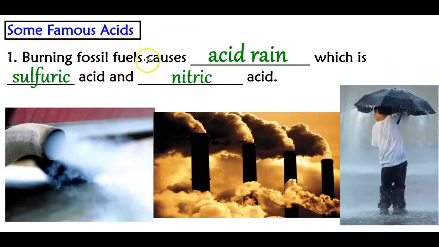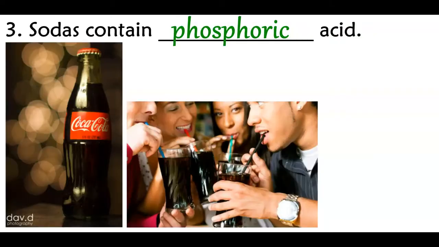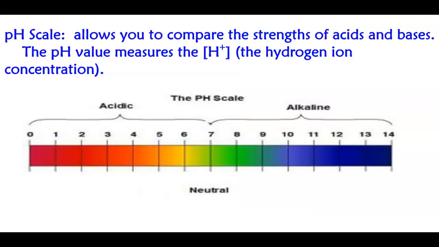Here are some famous acids. Burning fossil fuels will cause acid rain, which is sulfuric acid and nitric acid mixed together. The acid in your stomach is hydrochloric acid to help you digest your food. Sodas contain phosphoric acid. Car batteries contain sulfuric acid.